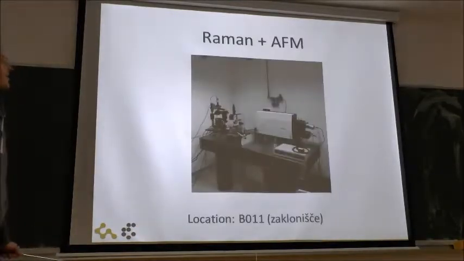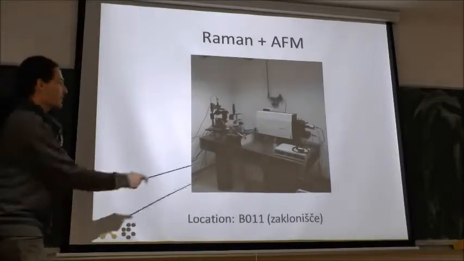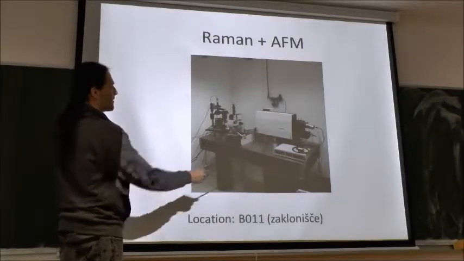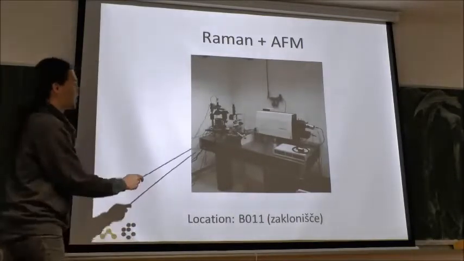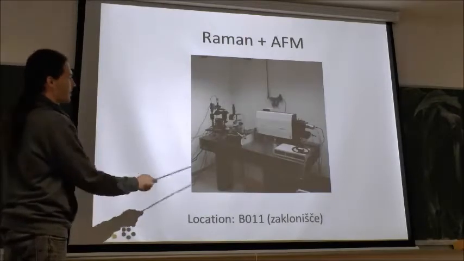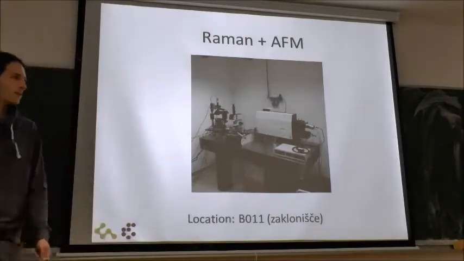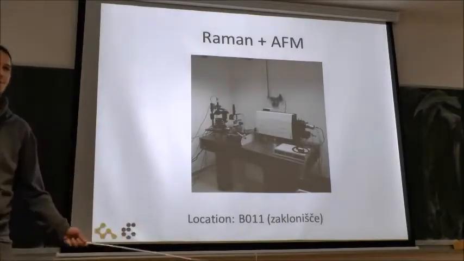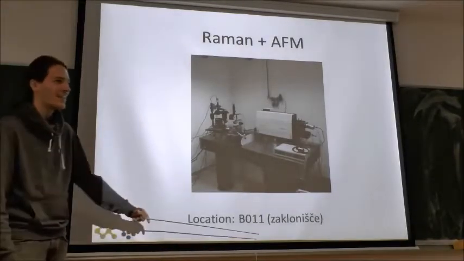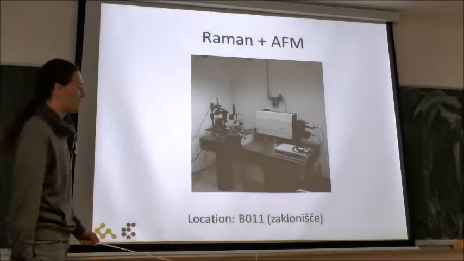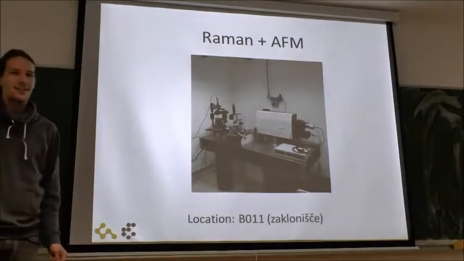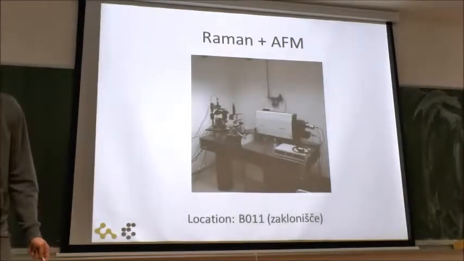now I will come to the combination of Raman and AFM. Here's the system. You already know this part. Here is the part with the AFM, and this is the spectrometer that is used. The location of the equipment is in the shelter. I don't know if this is Zaklonište actually, but we will go there later to see the equipment for those who are interested.